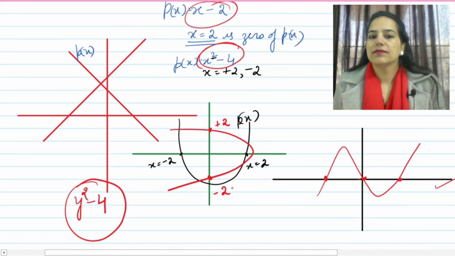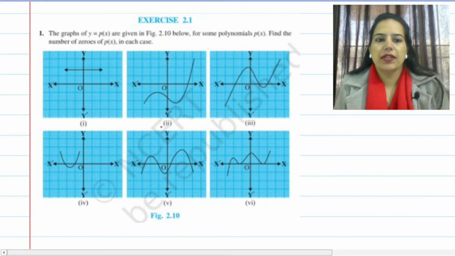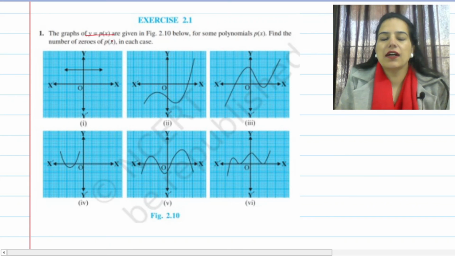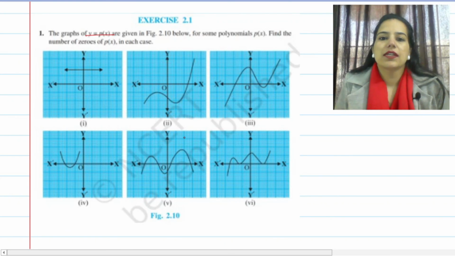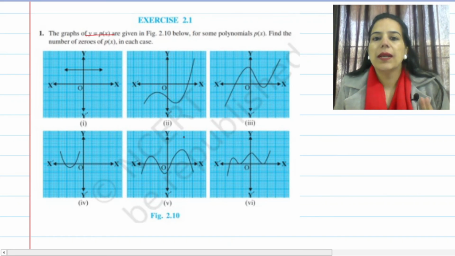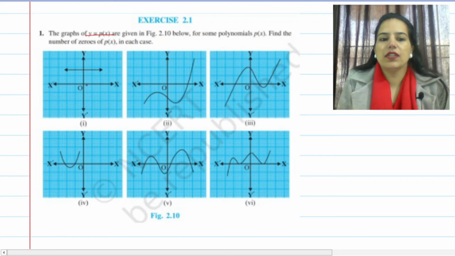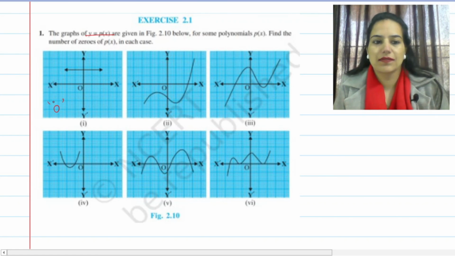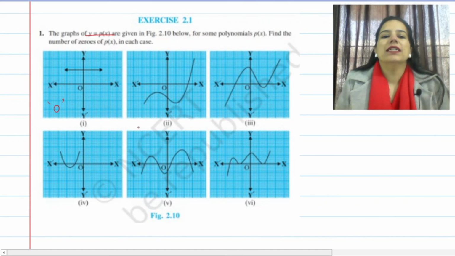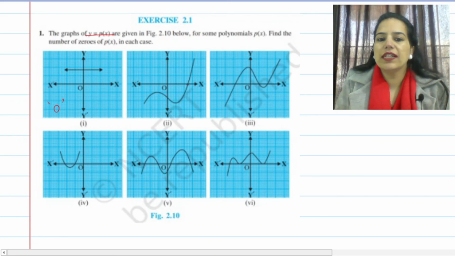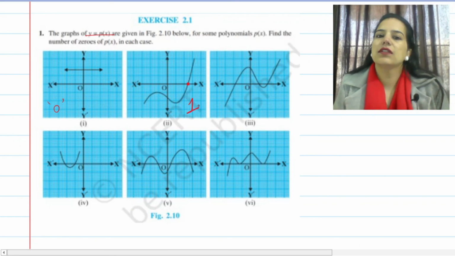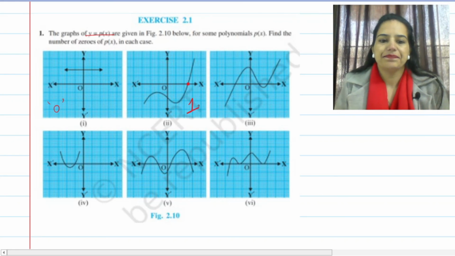Let's apply this to the exercise. Exercise 2.1: the graphs of y equals to p(x) are given for some polynomials, and we have to find the number of zeros. The number of zeros is equal to the number of times the graph touches the x-axis. So in the first one, if you see, the graph is not at all touching the x-axis. So there are 0 zeros. It's not that the zero is 0. There are no zeros. Then second one, it is only touching once. So here the number of zeros is only 1.